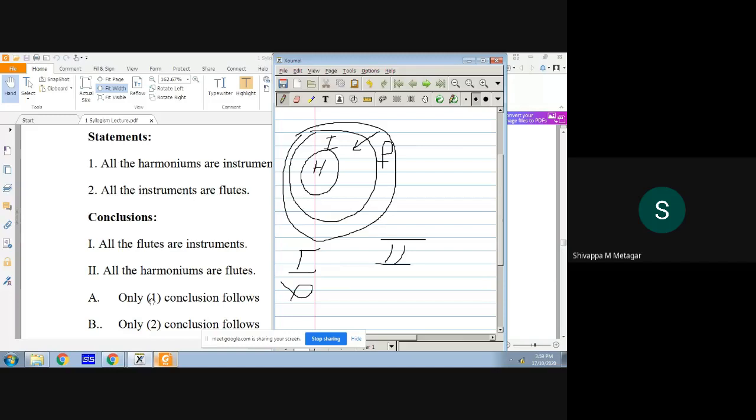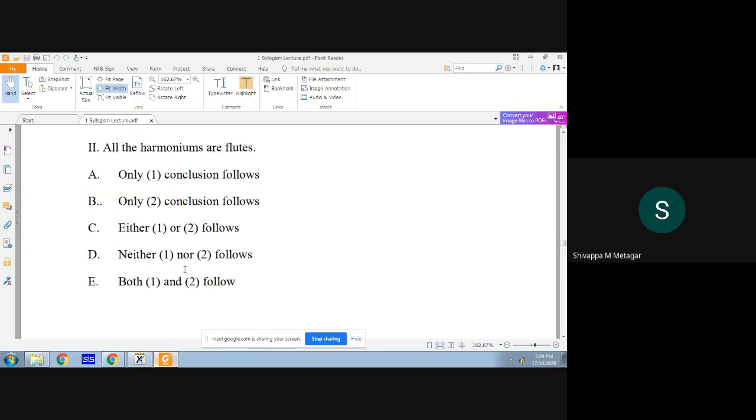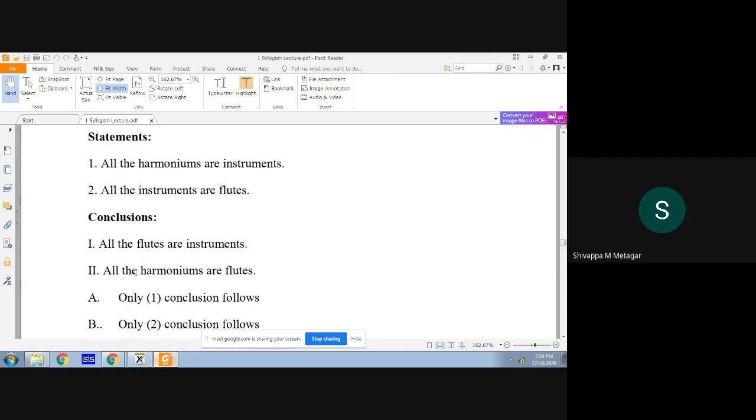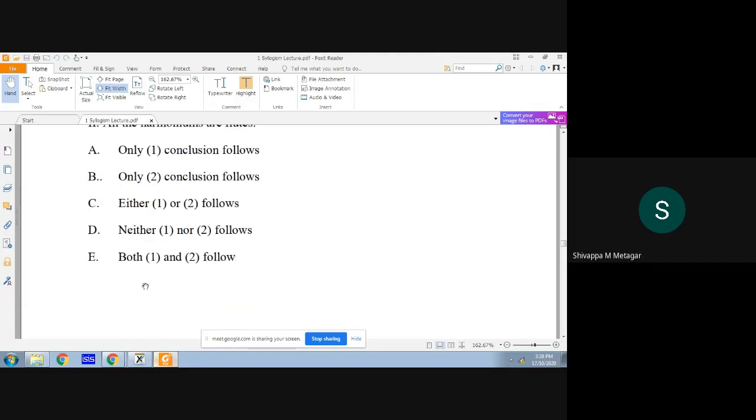The first one is wrong. And the second one they have given: all the harmoniums are flutes. Yes, the second one is absolutely right. All the harmoniums are there inside the flutes. First one is wrong, second one is the right answer. Only this second conclusion is sufficient to answer the given question.